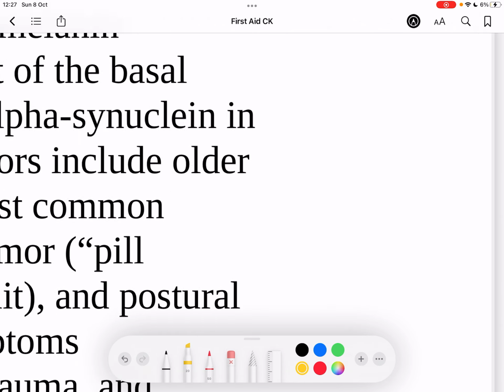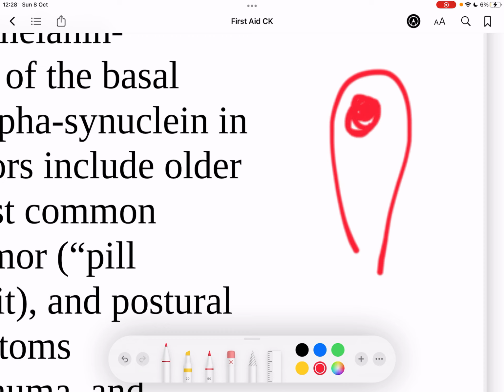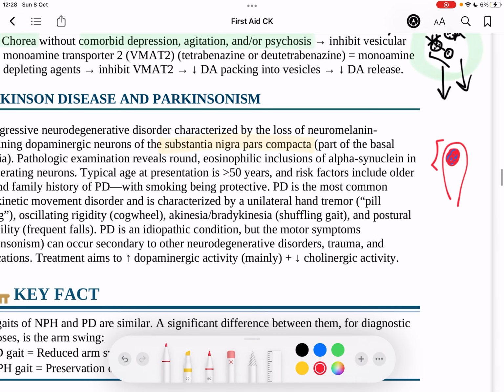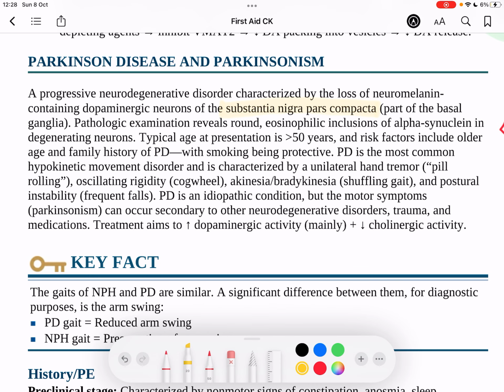Okay, so if you were to look at a histological slide, you would see these neurons, and then you would see little inclusions inside these neurons that will be almost purpley pink, and these are made of alpha-synuclein, and these are Lewy bodies, and they can be seen in both Parkinson's disease and Lewy body dementia. The typical presentation of Parkinson's is above 50 years old. You're very rarely going to find somebody less than 50 with Parkinson's disease. It can happen, but it's quite rare.